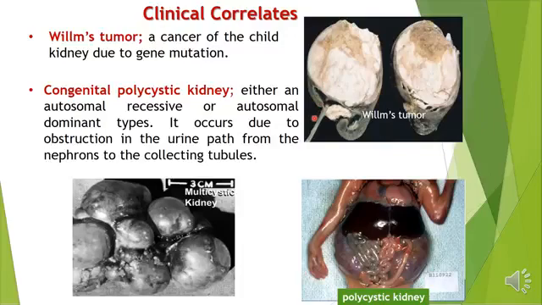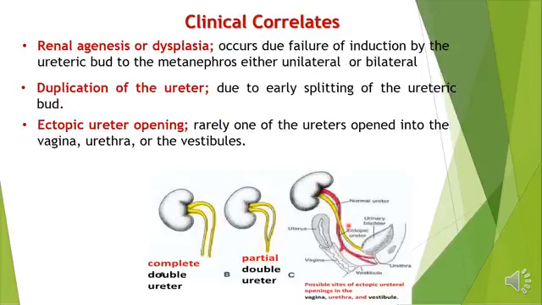Congenital polycystic kidney occurs due to obstructions in the urine path from the nephron to the collecting tubules. You can see this is the polycystic kidney, caused by obstructions in the urine path from the nephrons to the collecting tubules.